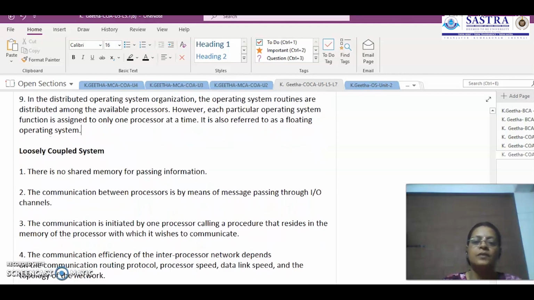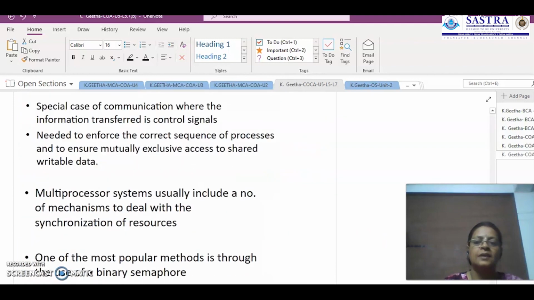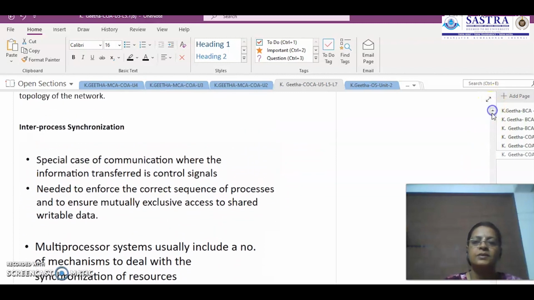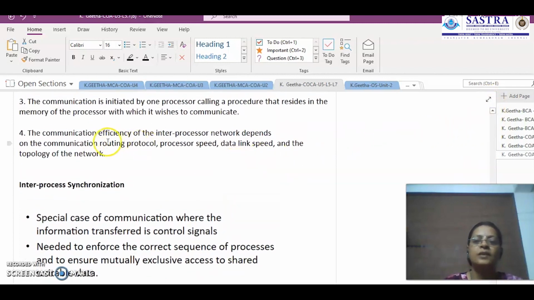And coming to loosely coupled configuration, there is no common memory. So there is no possibility of passing the information through the memory. For such cases, we have to frame messages, and the messages have to be passed from one processor to another processor. The communication is initiated by one processor and it is going to reach the other one, and it is informed by means of synchronizing signals. The communication efficiency of the interprocessor communication system always depends on the routing protocol we are going to use. It also depends on the processor speed, the data link speed, and the topology of the network. So all these factors will decide how this communication is going to happen in an effective manner.